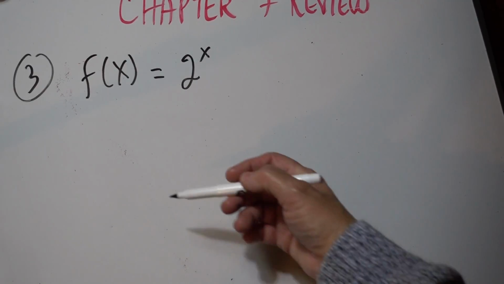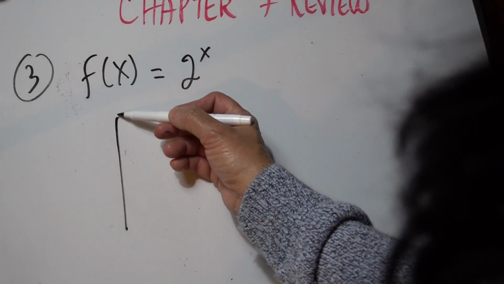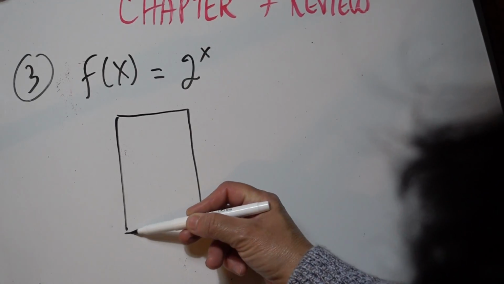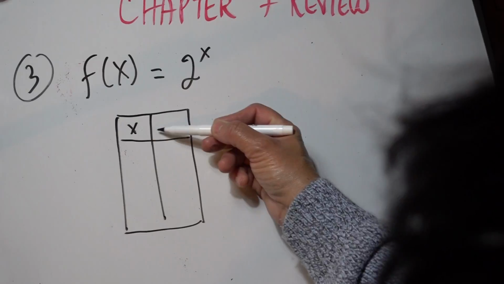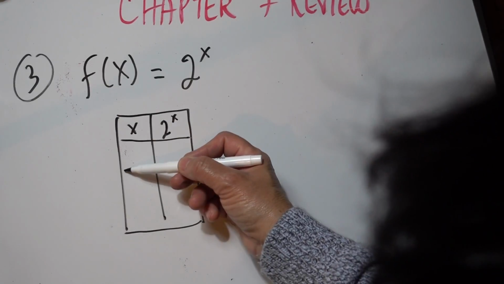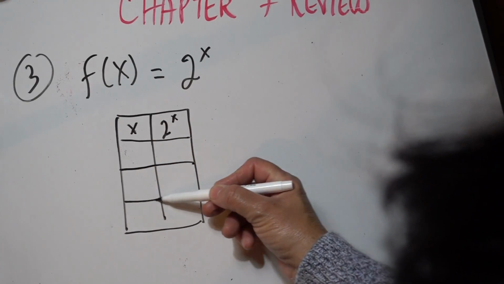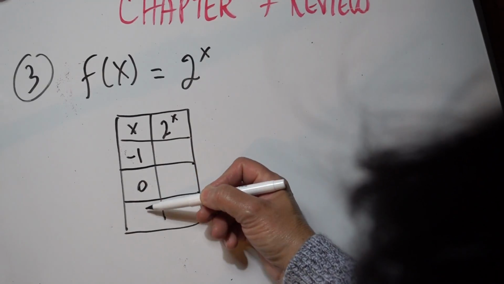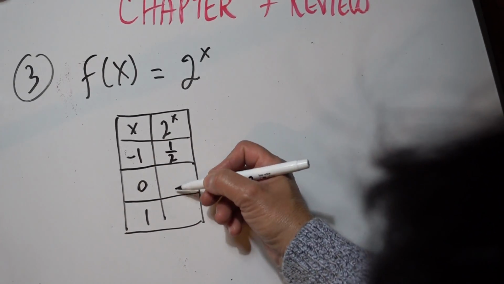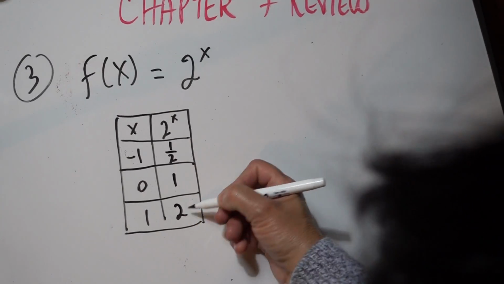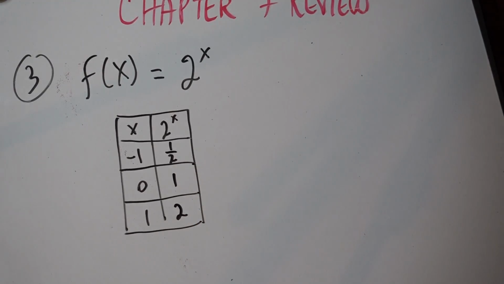So remember, when using exponential functions, we're using 3 key points. This is x and this is 2 to the x. So always get -1, 0, and 1. So 2 to the -1 is 1/2. 2 to the 0 is 1, and 2 to the first power is 2. We graph these 3 points. It is a very good sketch of the graph.